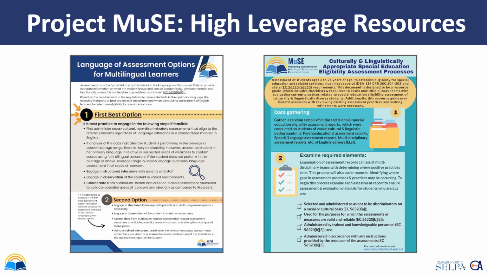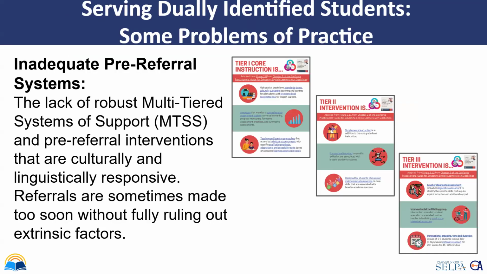Another problem of practice that you might be finding in your own teams, in your own sites, or within your own work are inadequate pre-referral systems. And this speaks to all things MTSS, that multi-tiered system of support, which is inclusive of academic, social, emotional, and behavioral. And just knowing what tier one is, what it isn't, what tier two is, what it isn't, and what tier three is and what it isn't. So these three infographics linked on this slide give you a quick introduction to what tier one first core best instruction is and the components of tier two interventions and tier three interventions.